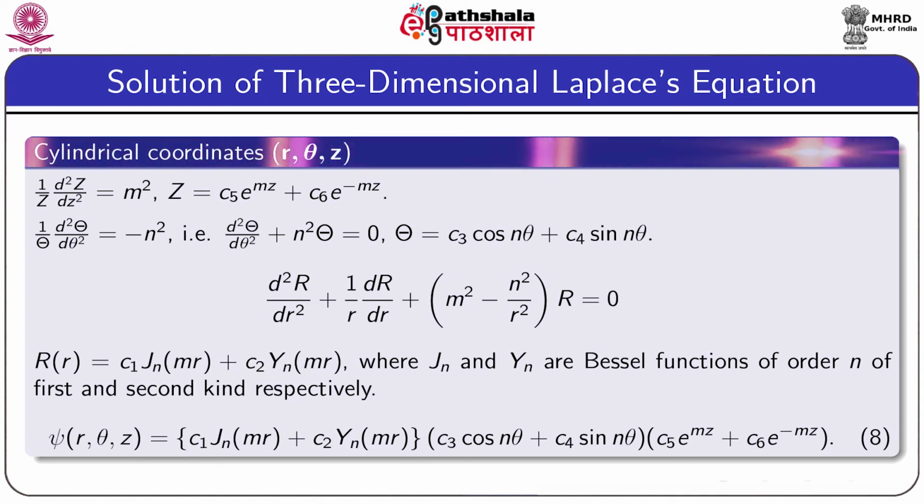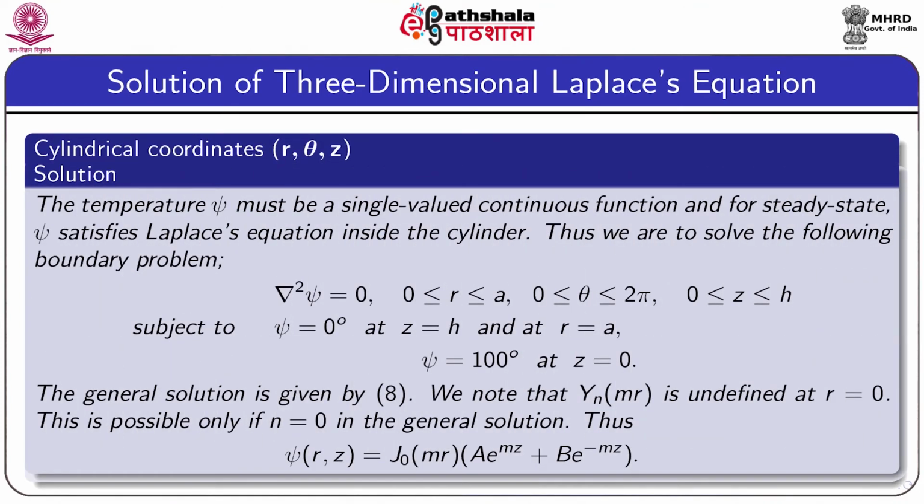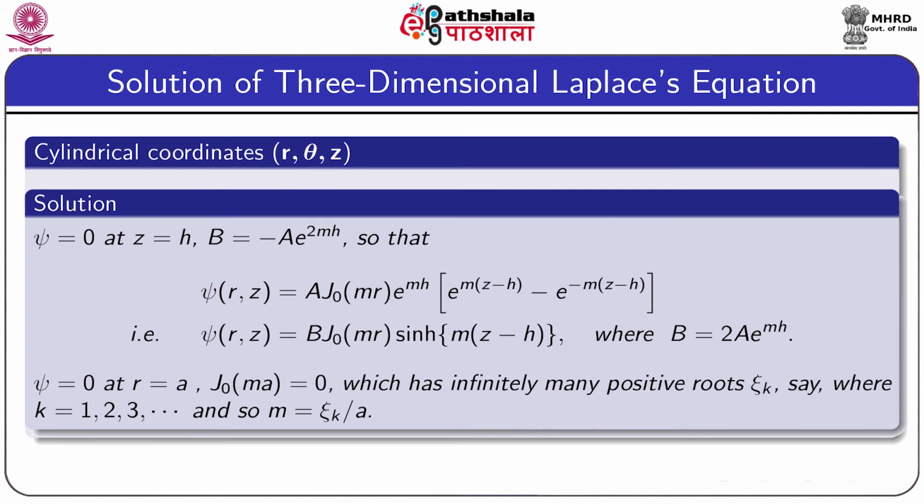Therefore, from the general solution, we can write the solution for this particular problem as ψ = C1 J0(mr) (C5 e^(mz) + C6 e^(-mz)). That solution is written here, but we have adjusted the constants in this way: ψ = J0(mr) (A e^(mz) + B e^(-mz)). Now, if we use the boundary condition ψ = 0 at z = h, then we get the relation between A and B as B = -A e^(2mh).